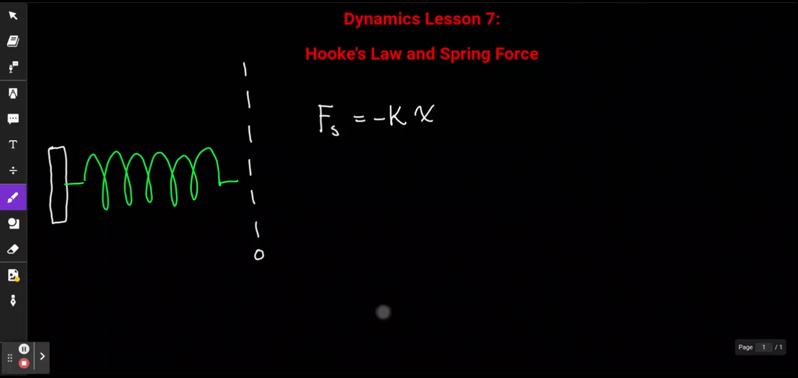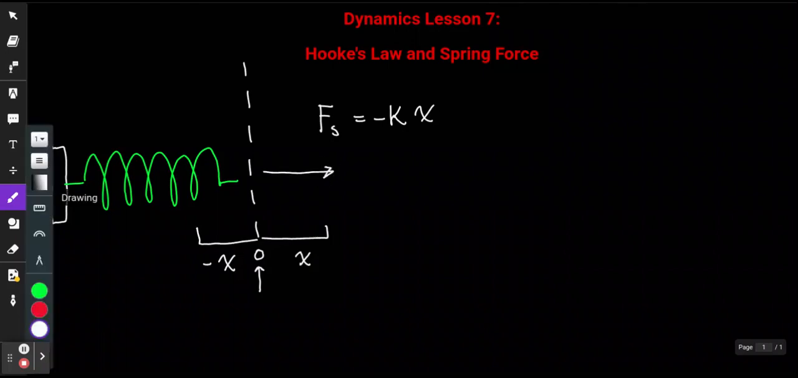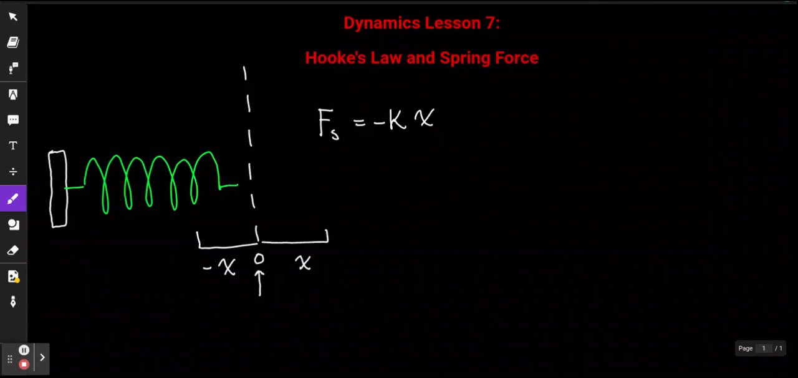So, if this is the equilibrium position of a spring, the x would be the displacement from that equilibrium that we pull or push it. And this negative here symbolizes that the force is always opposite to the direction that we pull. So if we pull the spring this way, the restoring spring force is going to be this way, and vice versa.